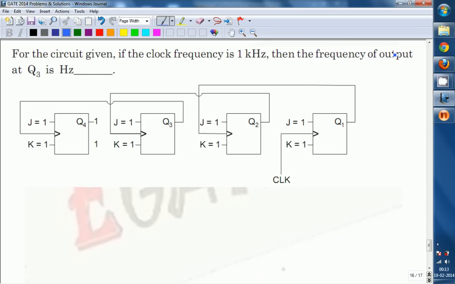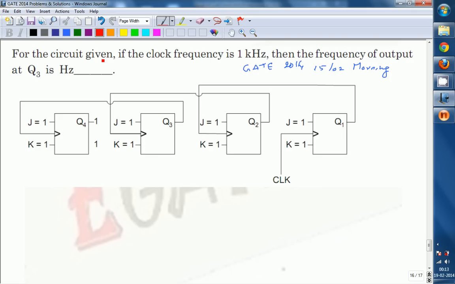Hello, we are discussing GATE 2014, the GATE 2014 ECE paper, held on 15th February, morning session. The question is related to digital electronics.